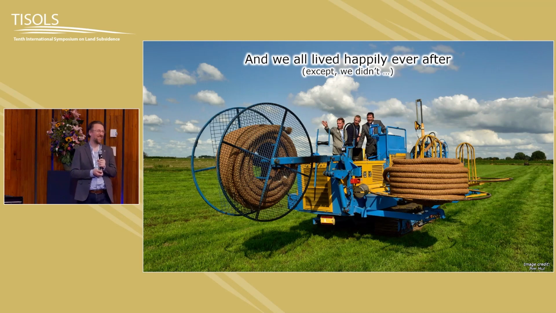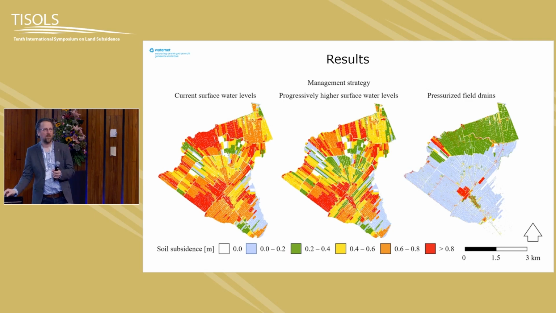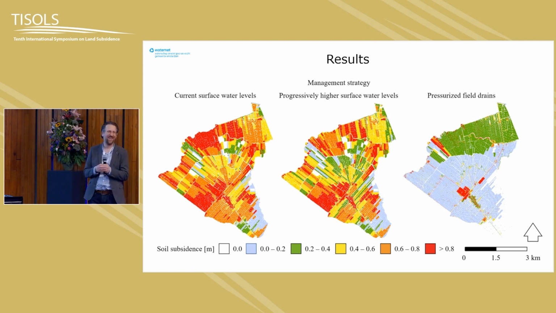Great. Further questions? Henk. Yes, thank you very much for the very nice talk. I have two short questions. You showed us an average soil subsidence for the three different water management options, and I'm not sure if you told us, but I wondered how you calculated those average soil subsidence rates. And the second question is about the pressurized field drains on this figure. We have the small spot in the middle with low water levels, and I just wondered what that is.